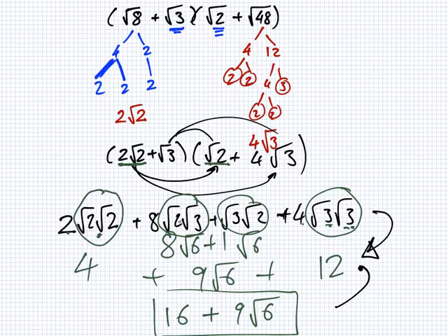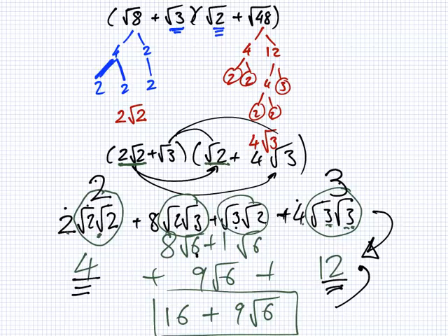Yeah. So, root 2 by root 2 is 2. 2 by 2 makes the 4 here. And then root 3 by root 3 is 3. 3 by 4 makes the 12. Root 2 by root 3 is root 6. 2 by 3 is 6. And the 8 is still there.